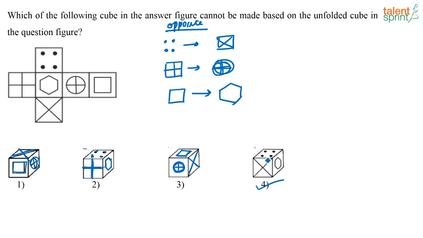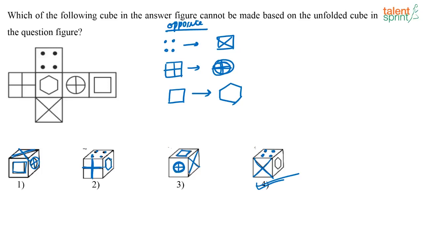If you look at option 4, here you have this cross and this 4 dots. These two cannot come together. So this is the option that you cannot form based on the unfolded cube. Okay, I hope it is clear.